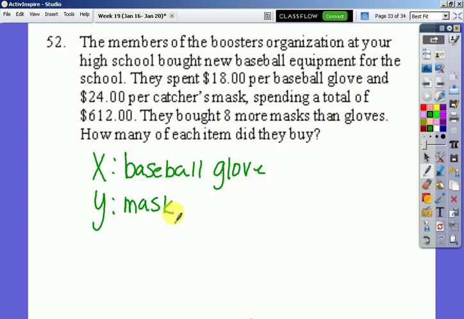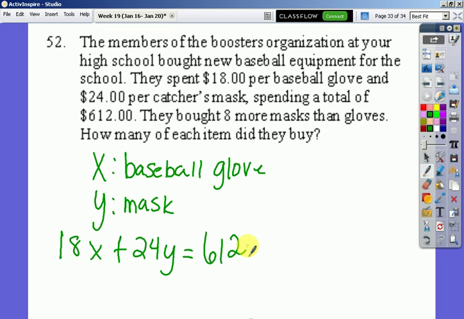We know that it's $18 per baseball glove and $24 per catcher's mask for a total of what? $612. Great job. Okay, so they bought 8 more masks than gloves. So how can I express that? Y equals what? Yeah, y equals x plus 8. So y, the amount of masks, is going to be the same as the amount of baseball gloves plus 8 more, right?